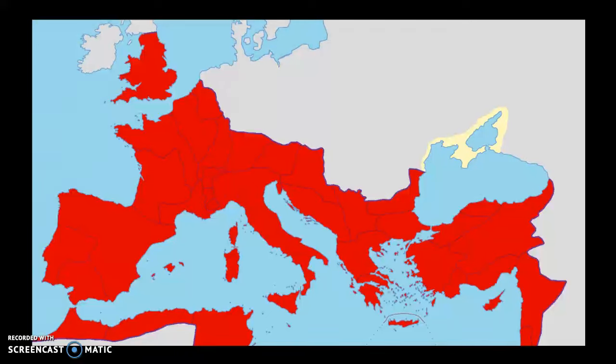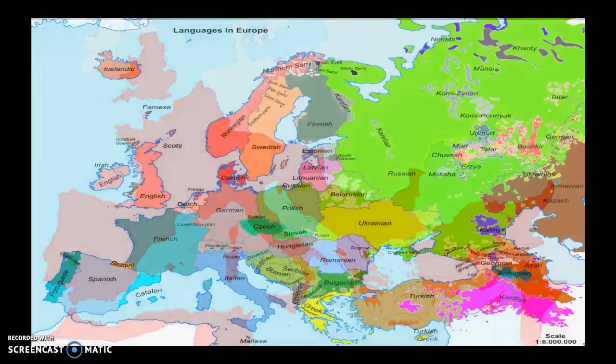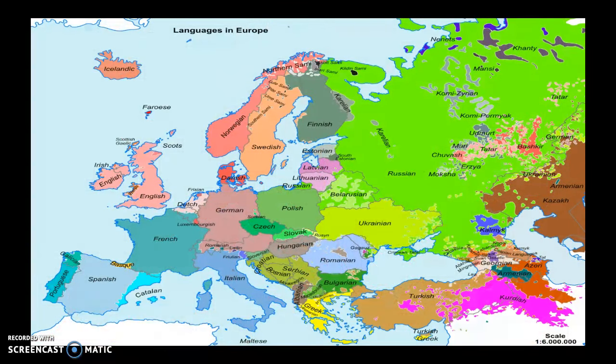Over time, though, the Latin language began to change. As people from the Roman Empire interacted with Germanic tribes from the west, their languages mixed with Latin to create new languages. These can be seen on the map today. Latin is no longer spoken, but many of the modern languages are derived or come from Latin.